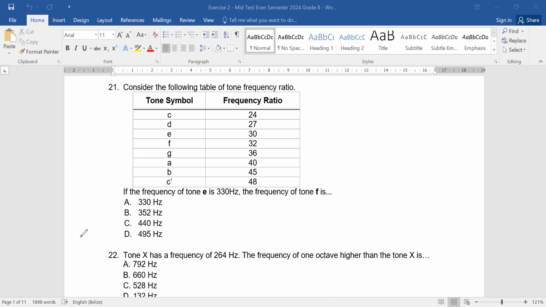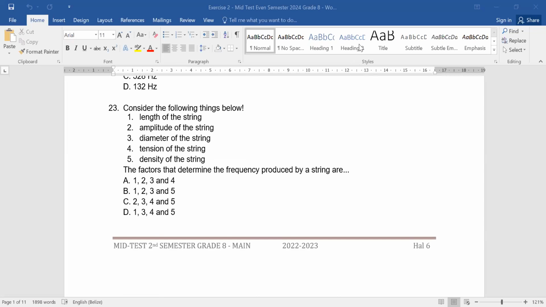Next, question number 23. You are given some information there, that's actually the factors, right? And then you need to find all the factors that determine the frequency produced by a string. So it's related with Mersenne's law that says f equals 1 over 2L times the square root of F over rho times A. L is the length of the string or rope. F is the tension or the force given to the string. Rho is the density. And A is the cross-sectional area of the string.